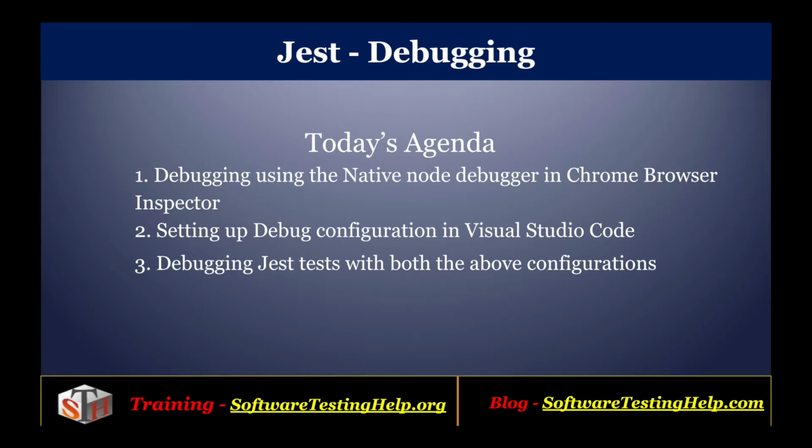As part of the agenda, we will cover debugging options in Jest. We'll see how you can use the native node-based debugger in Chrome browser inspector, and we'll also see how you can add a debug configuration in the Visual Studio Code editor itself to debug the tests that are written using the Jest framework. So let's get started.